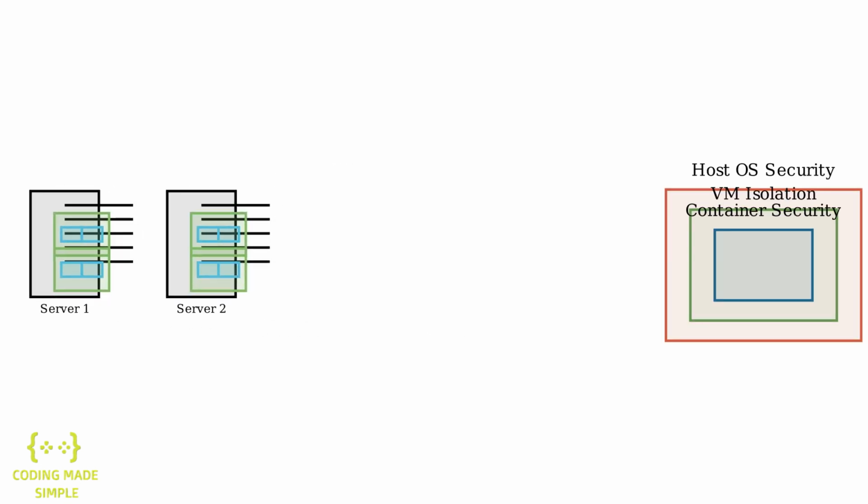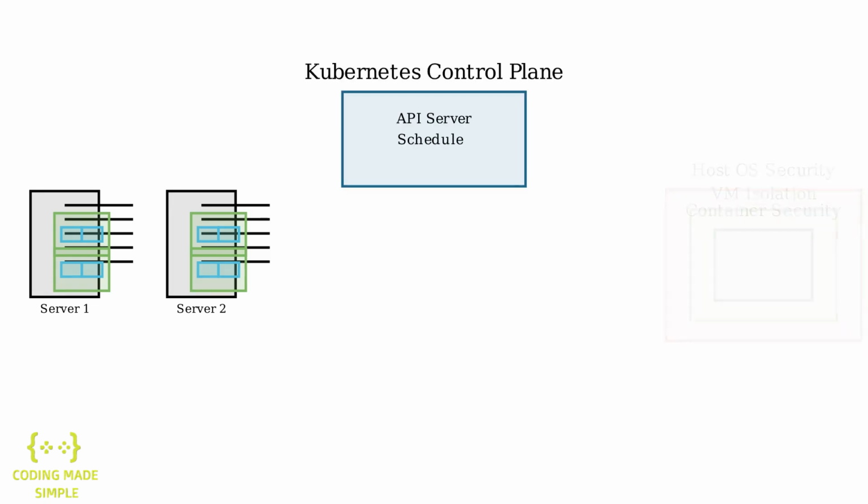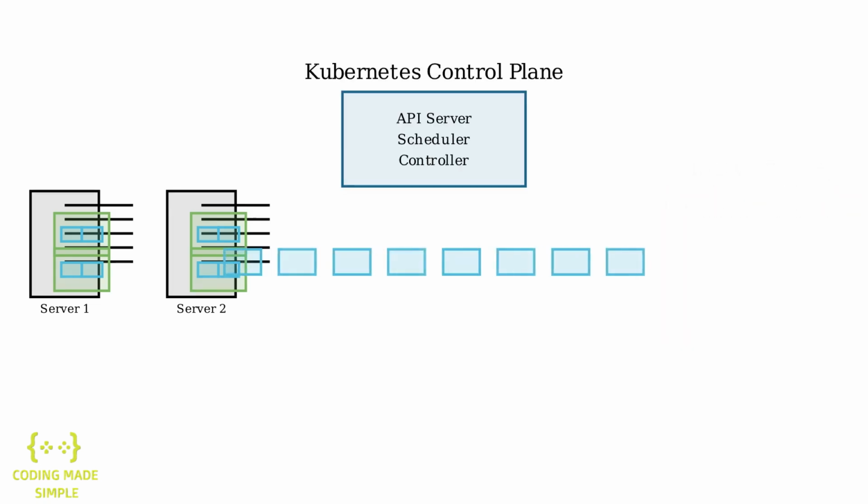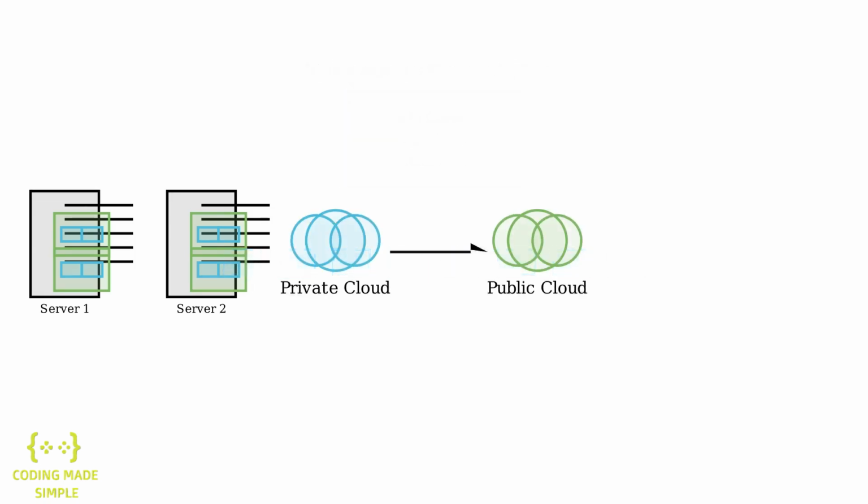Organizations can run containers inside virtual machines, providing additional security while maintaining flexibility. Kubernetes serves as a powerful container orchestration platform, managing deployment, scaling, and operations of application containers. In hybrid cloud deployments, organizations can leverage both private and public cloud resources. This allows for flexible workload distribution and optimal resource utilization across different environments.